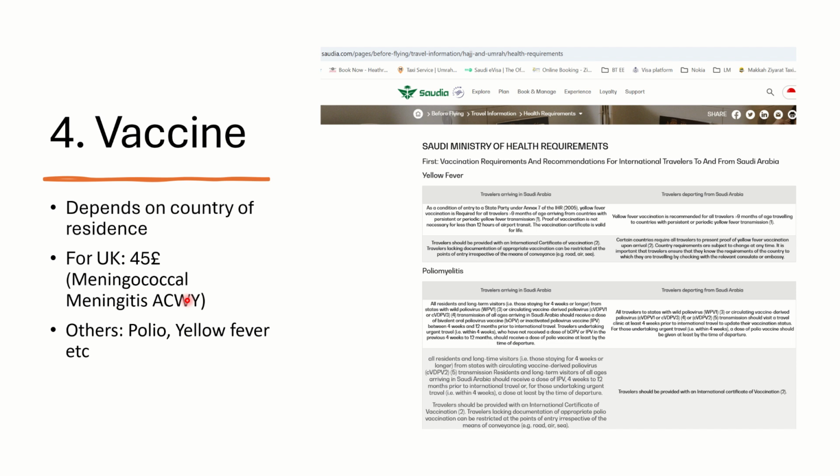The next thing is the vaccine. Depending on which country you are resident of or traveling from, the vaccines vary. Like in the UK, there is only one requirement of the vaccine, which is this one.